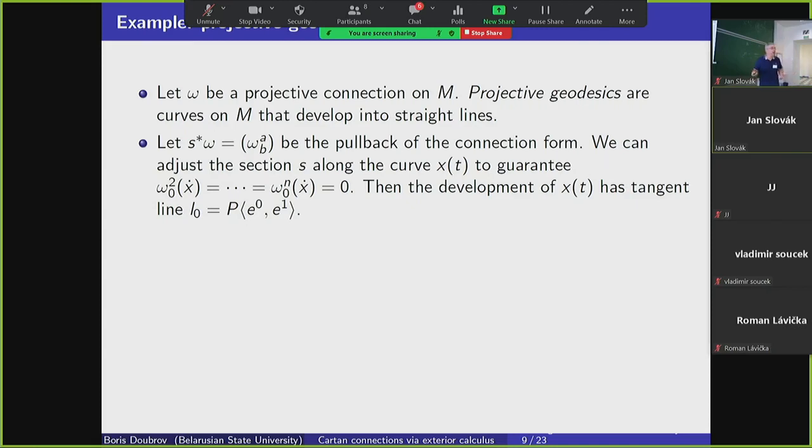Whenever you have any Cartan geometry modeled by a homogeneous space, look at the most important curves in your flat, or model, homogeneous space, and transform this notion into the curved version. So how do we understand the equation for geodesics?